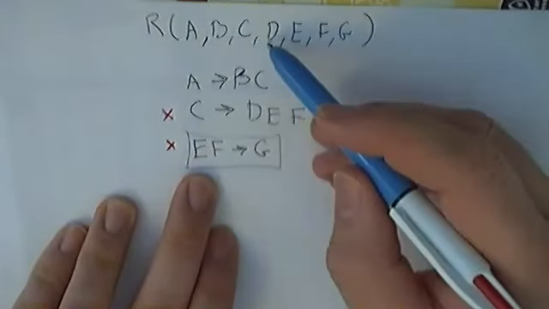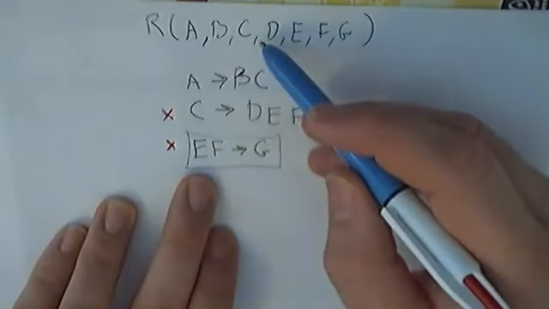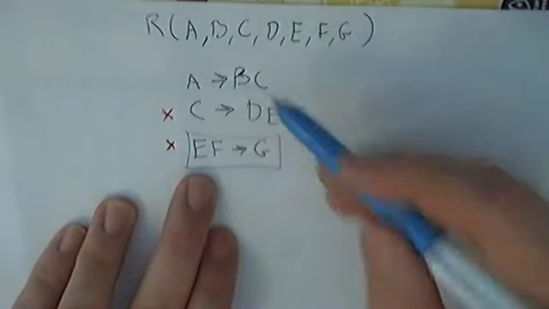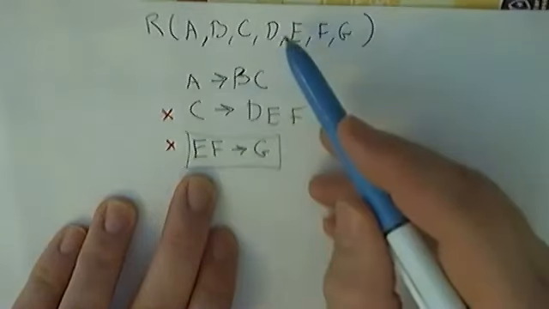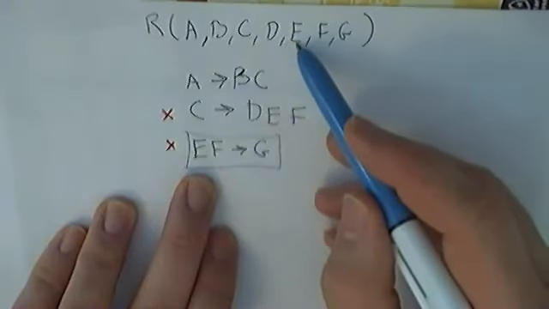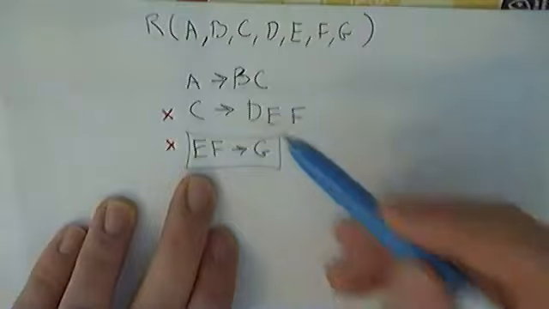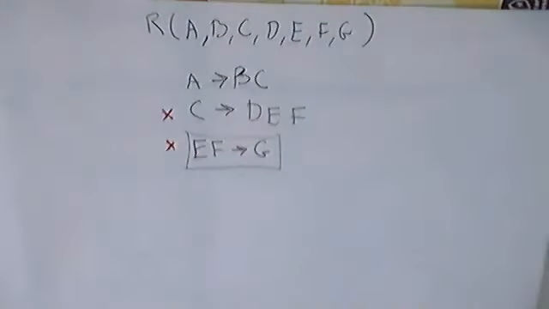So what are we going to do now? What are we going to do about that? What is the algorithm going to tell us to do? Once we find a violator, we're going to use the violator to split this relation. All right. So the split is going to happen on this piece of paper here.